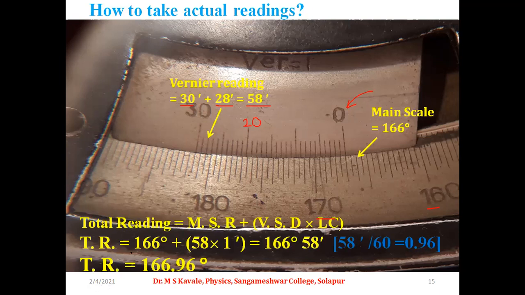That is total reading is equal to 166 degree plus 58 into 1 minute. That is 166 degree 58 minutes. Now convert 58 minutes into degrees by dividing by 60. Therefore 58 minutes divided by 60 is equal to 0.96. Therefore, total reading is equal to 166.96 degrees. Okay.